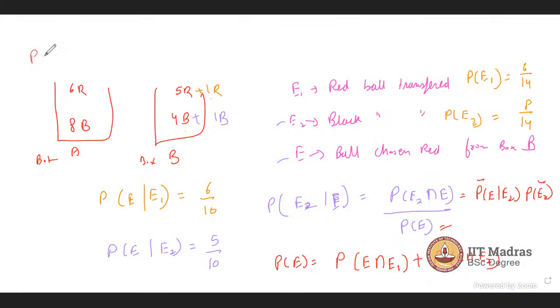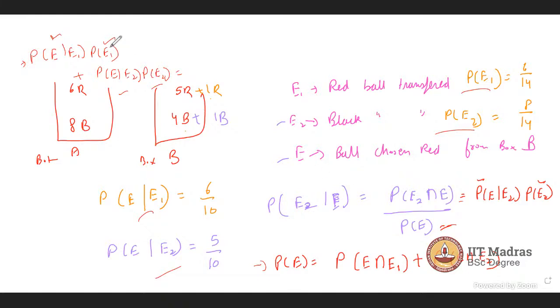Okay, in the last line, we just did the multiplication rule. So E intersection E1, you can write it as E given E1 times the probability of E1, right? Plus E intersection E2, you can write it like that. So you know these values: E given E1, E1, E given E2. You know all these four values. So you got the denominator, you got the numerator. That's your answer, right?